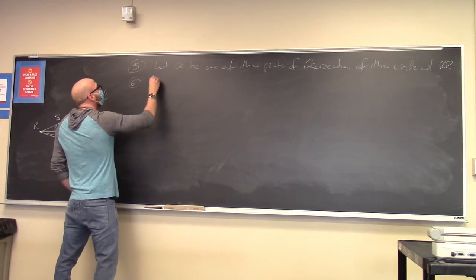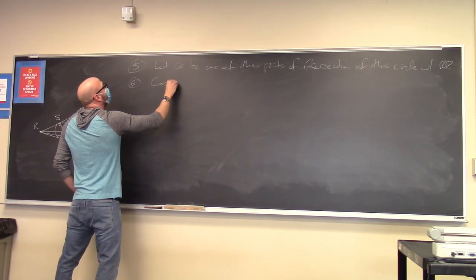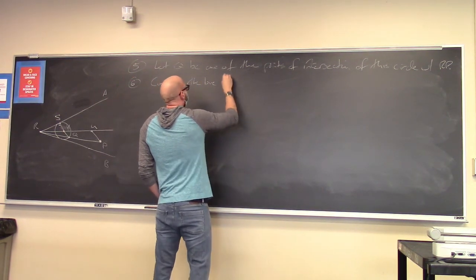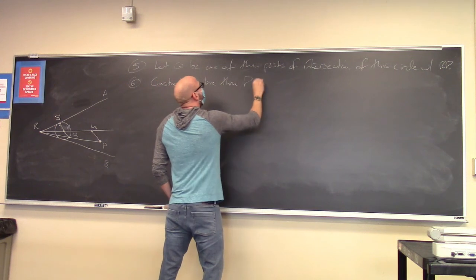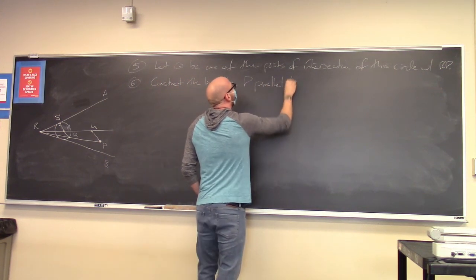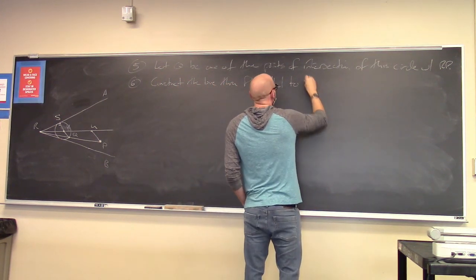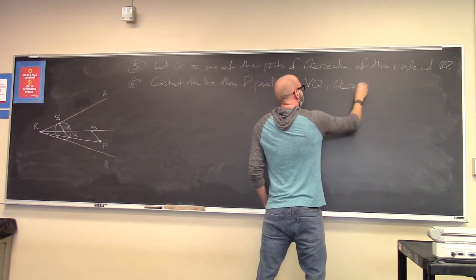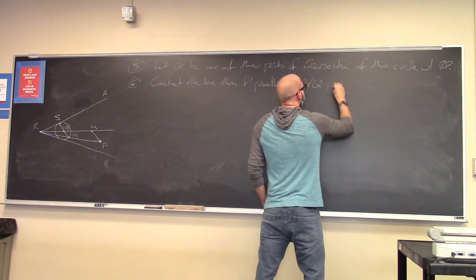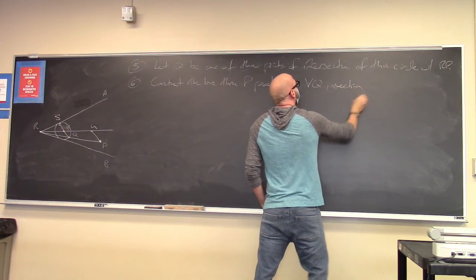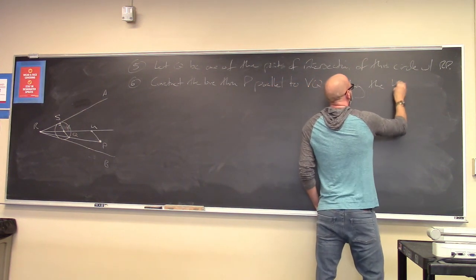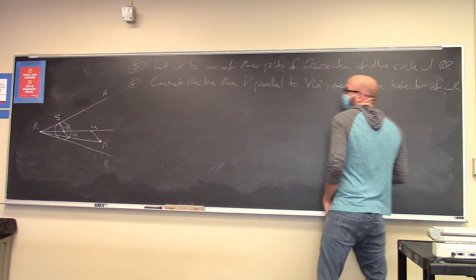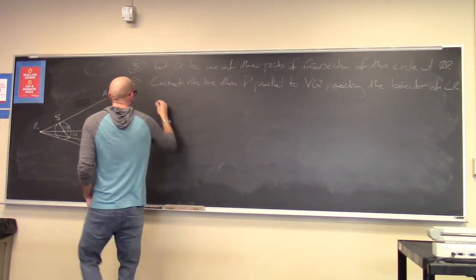So 6, construct the line through P parallel to VQ, meeting the bisector of angle R at point U.